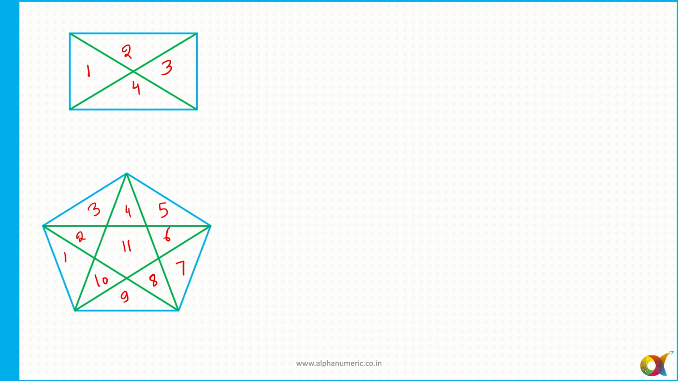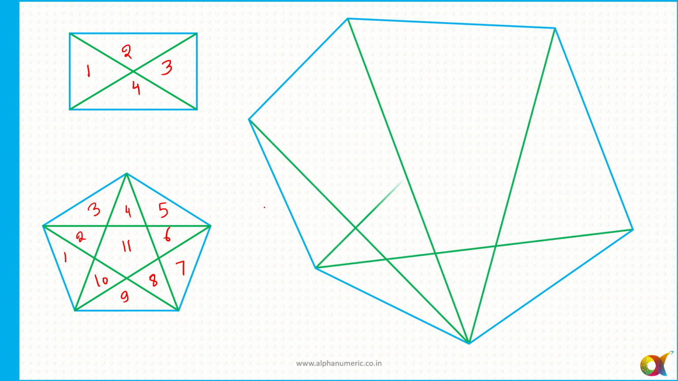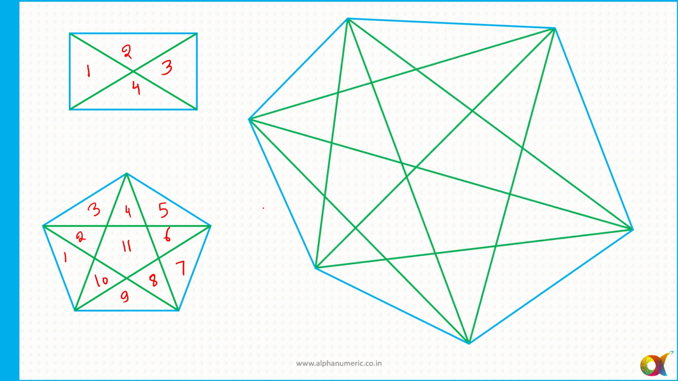Similarly, if I say that there is a hexagon, and in this hexagon you draw the diagonals such that no three diagonals are concurrent, they are not meeting at a point, then how many regions will there be? Let's see here. I'm drawing all the possible diagonals from all the points. Okay, so I've drawn all the diagonals here from all the possible points.